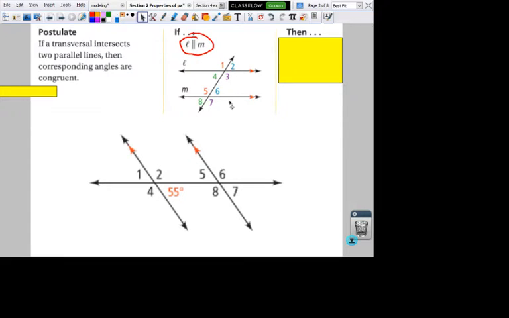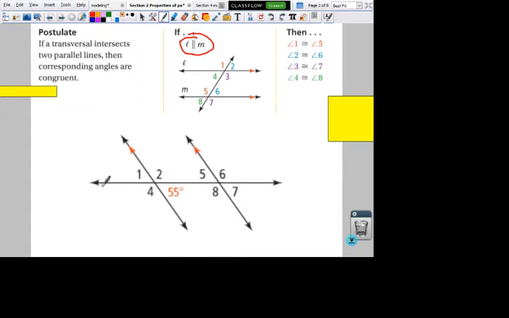So if I have parallel lines right here, L is parallel to M, my corresponding angles are congruent, which means angle 1 and 5 are corresponding, right? They also equal each other. 2 and 6 are corresponding. They also equal each other. 4 and 8 are corresponding. They also equal each other. 3 and 7 also equal each other. If it's corresponding, they equal each other. Only when I have parallel lines, though. So when I have parallel lines, my corresponding angles are congruent.